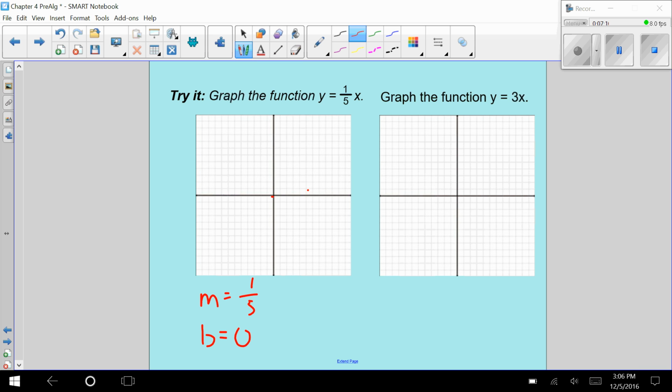You can do that again if you'd like. Or we can go down and left. And then we connect with a straight line.